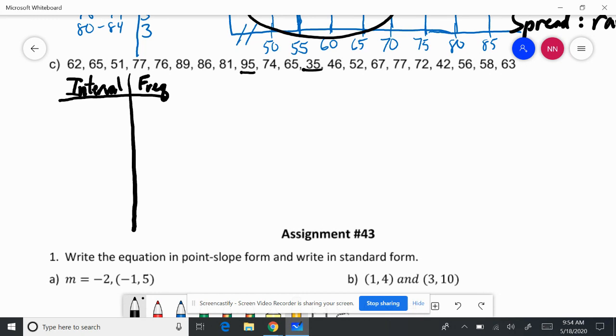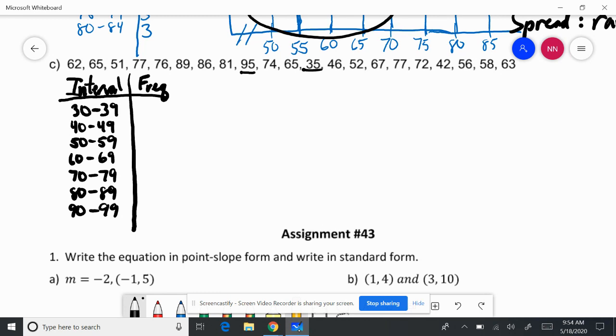So I'm going to go by tens. I want to start with my 30s, so I'm going to go 30 to 39, then 40 to 49, 50 to 59, 60 to 69, 70 to 79, 80 to 89, and 90 to 99. Notice I have a minimum of 5: 1, 2, 3, 4, 5, 6, 7. 7's a good number. Now what I'm going to do is count the frequencies.